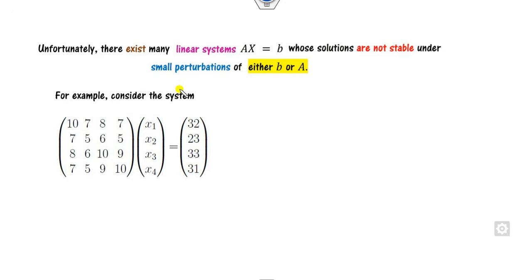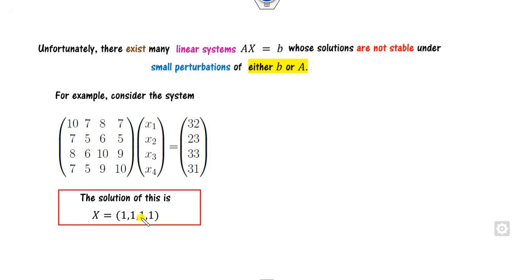For example, if I consider this system, you all know how to solve it. You can simply find the inverse of the matrix A. This is my A. You find the inverse of A and then multiply it by B, and you will get the solution as here. Fine, that's a very simple problem.